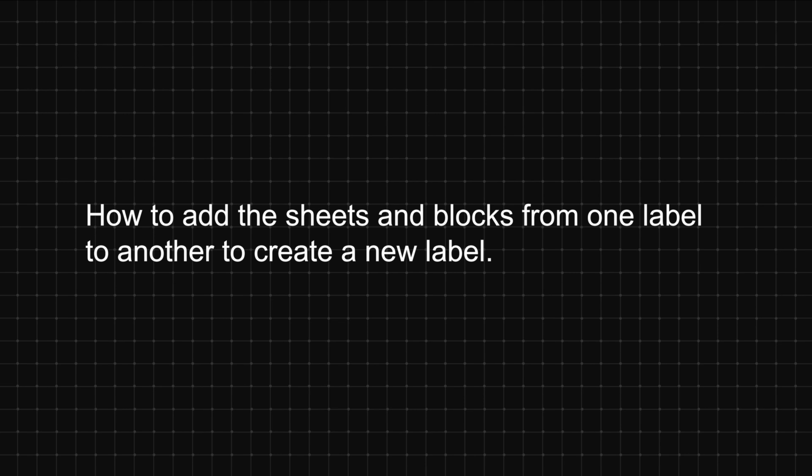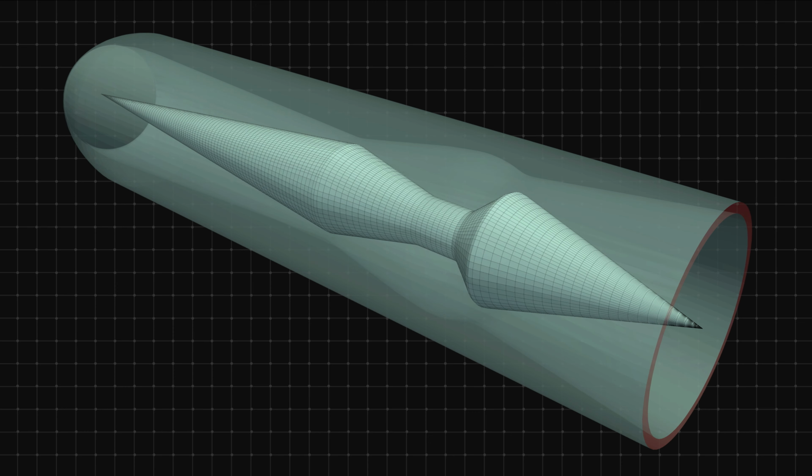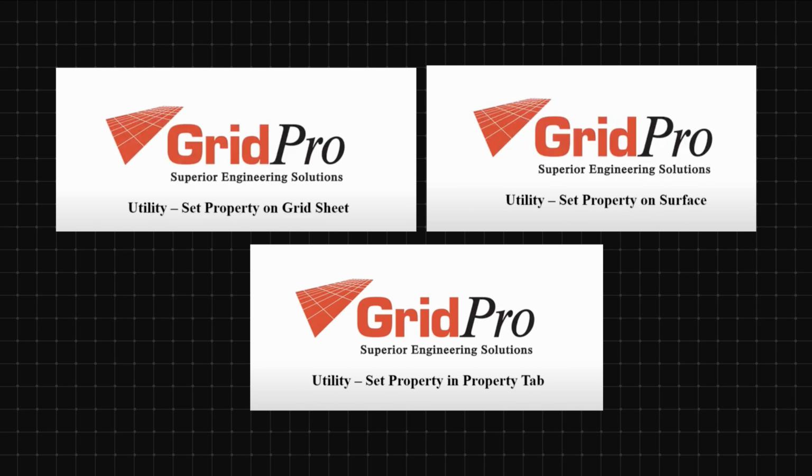In today's video, we'll discuss how to add the sheets and blocks from one label to another to create a new label. We will take the Ramjet engine grid as an example to demonstrate this. Before we jump in, if you haven't already, check out our videos on setting properties in GridPro. We recommend you to check them out in the description.